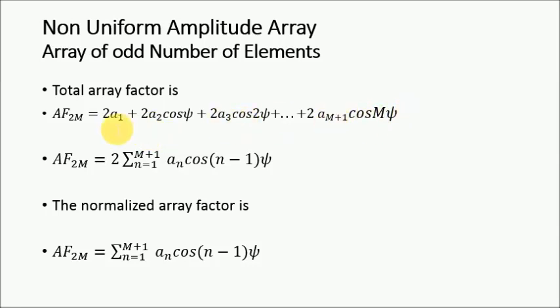Now we can express this equation as a summation, that is 2 into the summation n equal to 1 to m plus 1 of an cos((n minus 1) psi), and the normalized pattern will be just divided by 2, because the maximum value is 2 here. The array factor will be the summation n equal to 1 to m plus 1 of an cos((n minus 1) psi).